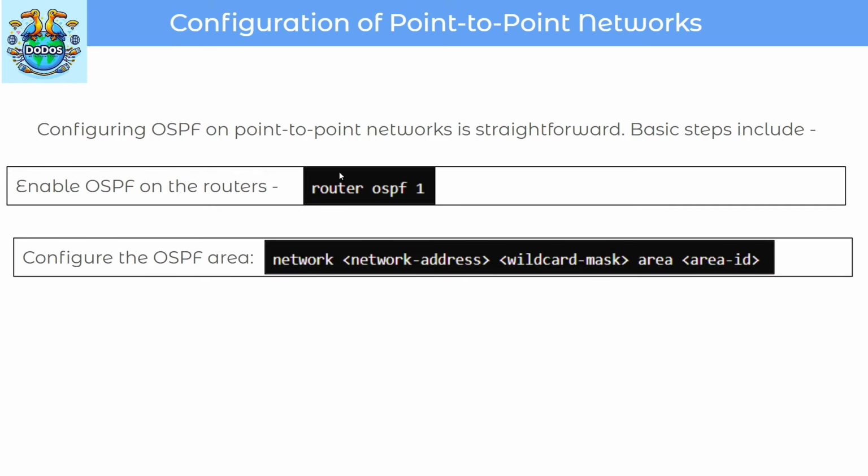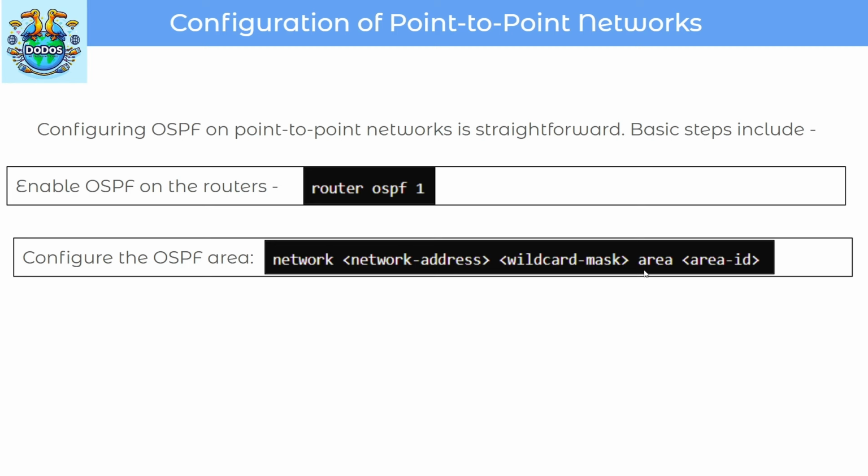So, configuring these point-to-point networks. Let's find out how. Enabling OSPF on point-to-point networks is straightforward and simple. Basic steps include enabling OSPF on the routers, which is just through router ospf 1. Do this in Packet Tracer and follow along if you want to configure it yourself, or just watch the video. And configure the OSPF area as simple as just network, and then you put the network address you want.